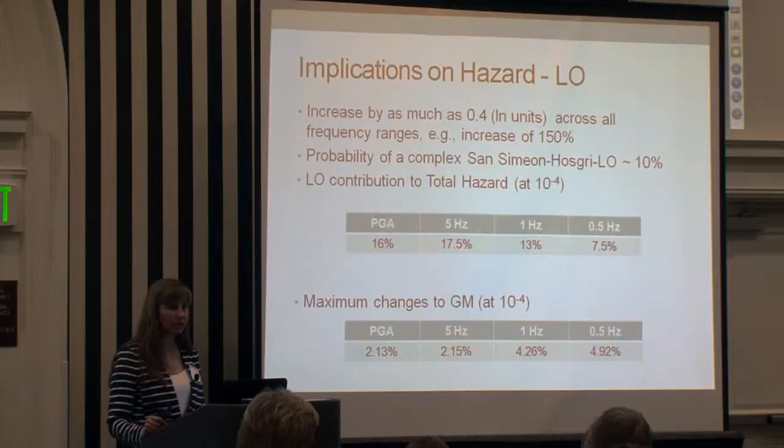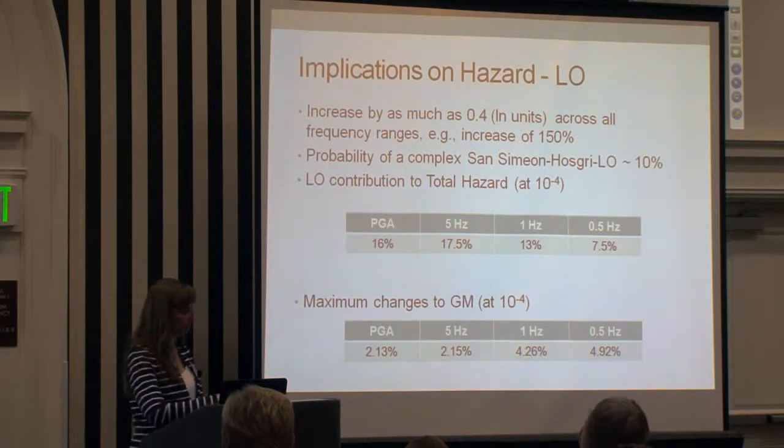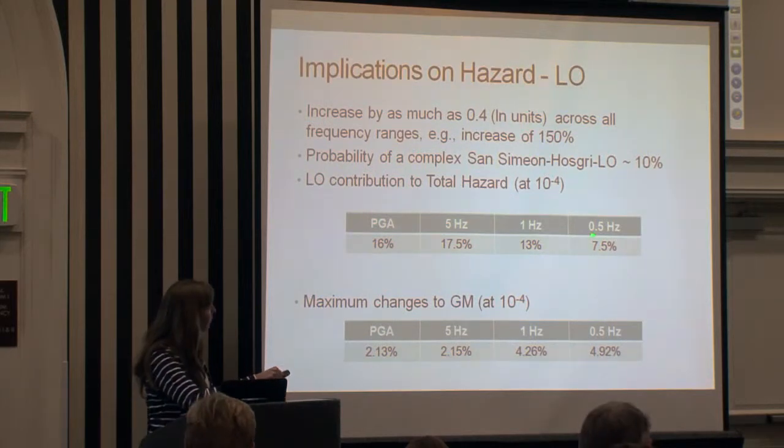So while you're thinking there, what the heck does this mean? That's what she's trying to do. And those numbers Jennifer talked about, that first row is in probability space, right? So that's like the deaggregation. Okay, contribution to hazard. So 16% of the hazard at PGA is from the Los Osos fault.